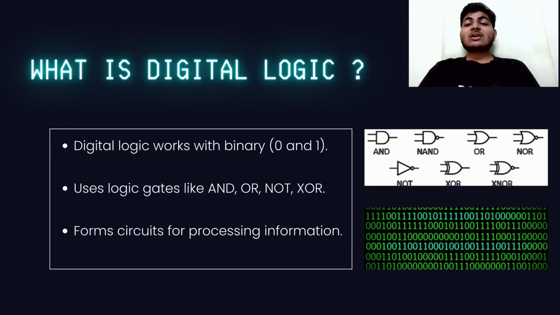What is digital logic? Digital logic is the foundation of all modern electronic systems. It works using binary 0 and 1 and uses basic gates like AND, OR, NOT, and universal gates like NAND and NOR to perform operations. Everything inside a GPU, from storage to computation, is based on this logic.